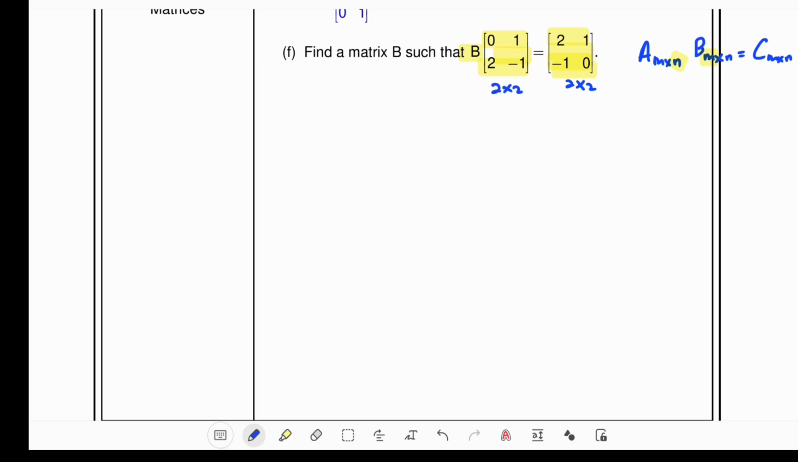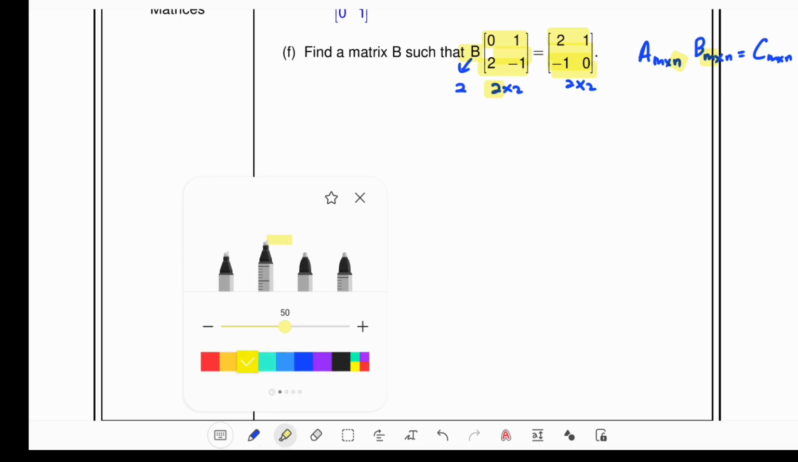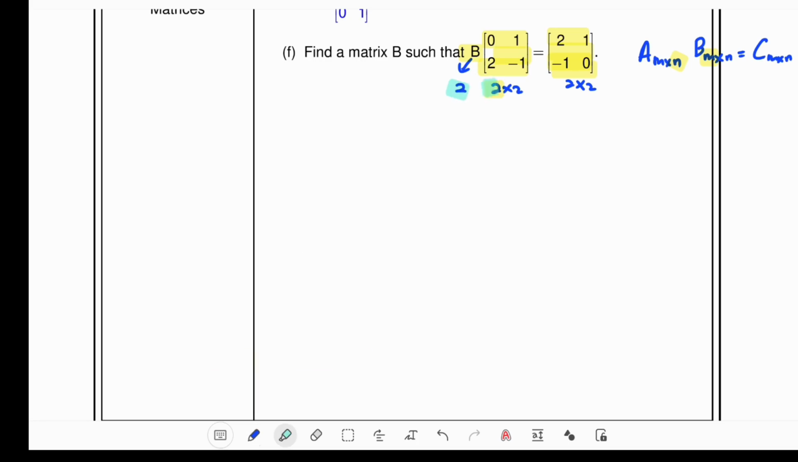So in order to produce a matrix from the multiplication of two matrices, it must be compatible. If these two are compatible, it means that this value must be the same as the column for the dimension of matrix B. So it must have the value of 2 here, right? So it must be 2 and 2.